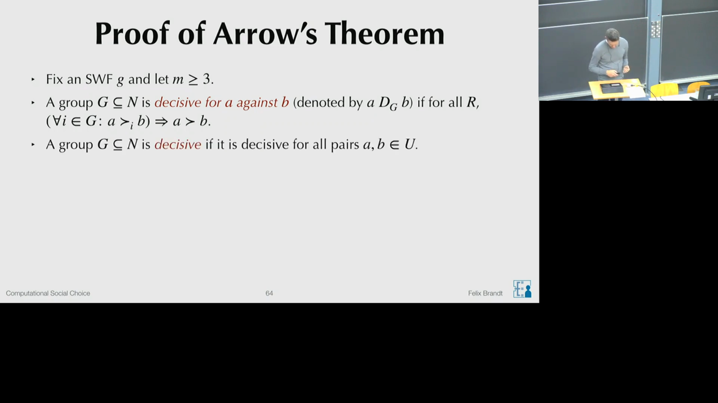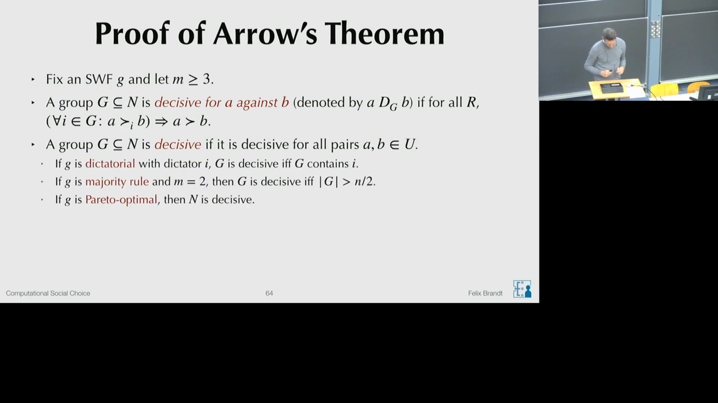This is something I didn't really define yet. Decisiveness is defined for certain pairs. We can say that a group is decisive for A against B. If this is the case for all pairs of alternatives A and B, then we say that the group is decisive. But that's what we already did when we talked about dictatorships, or the entire group of voters being decisive if the function is Pareto optimal. If G is a dictatorial function with dictator I, then there's this singleton decisive group.